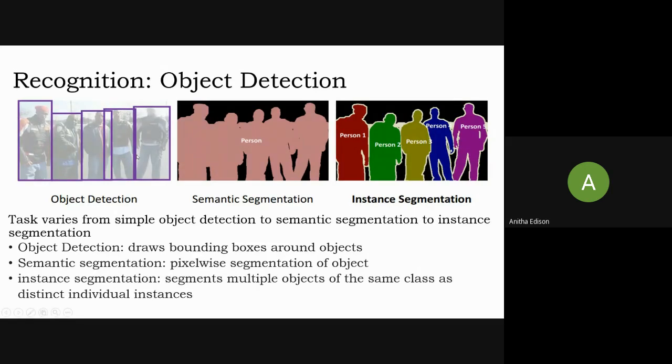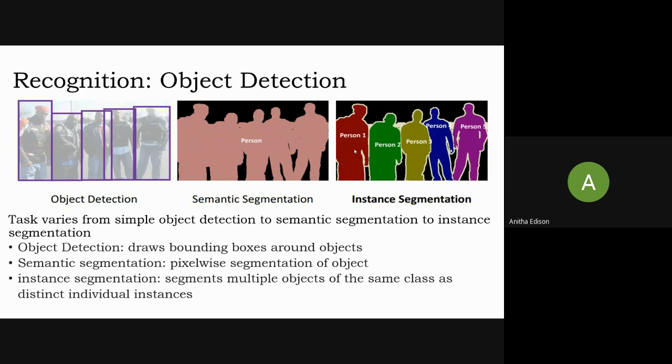Next, a little more advanced task is called semantic segmentation. In this task, each pixel is identified as whether it belongs to a person or not. Here, just a bounding box was drawn, and in this, each pixel is identified. A still more advanced version is instance segmentation, where if we have five persons, each pixel is identified as belonging to person 1, person 2, person 3, person 4, or person 5.